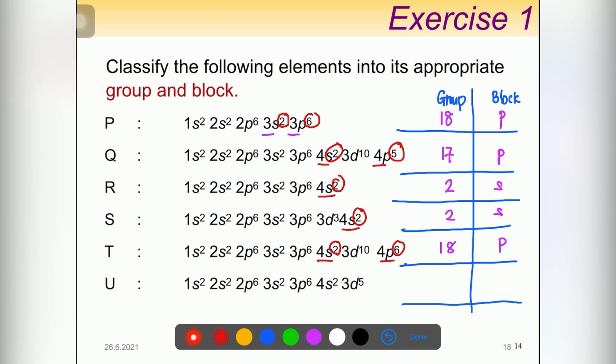And the last one, U. Okay, you see that the highest n is 4. But at the same time you can see the d orbital is not full, it is partially full. So this is the d block elements, and the valence electrons occupy orbitals 4s and 3d. Okay, there are 7 valence electrons, which shows that it is in group 7, block D.